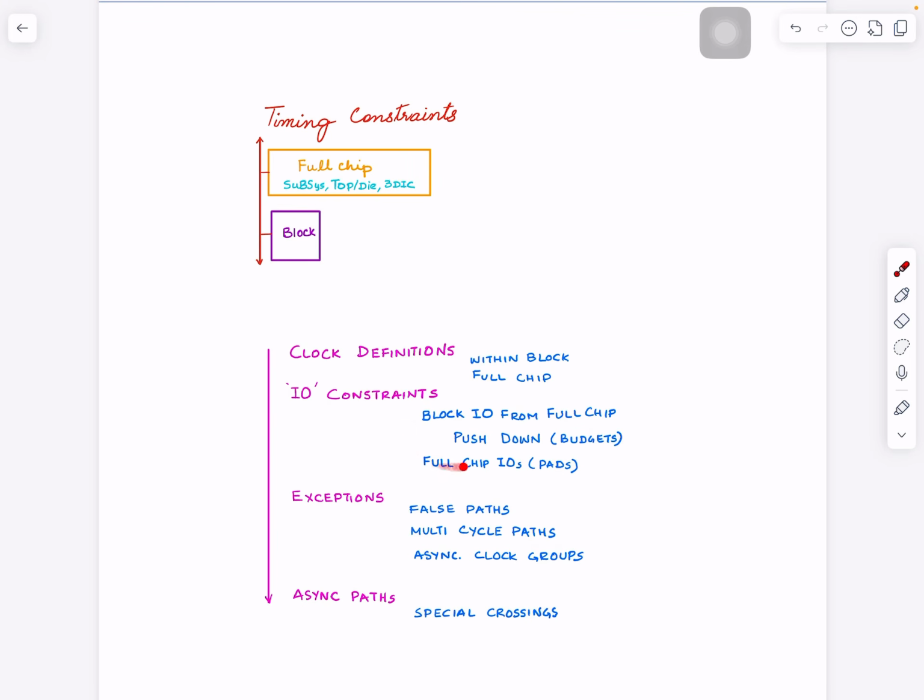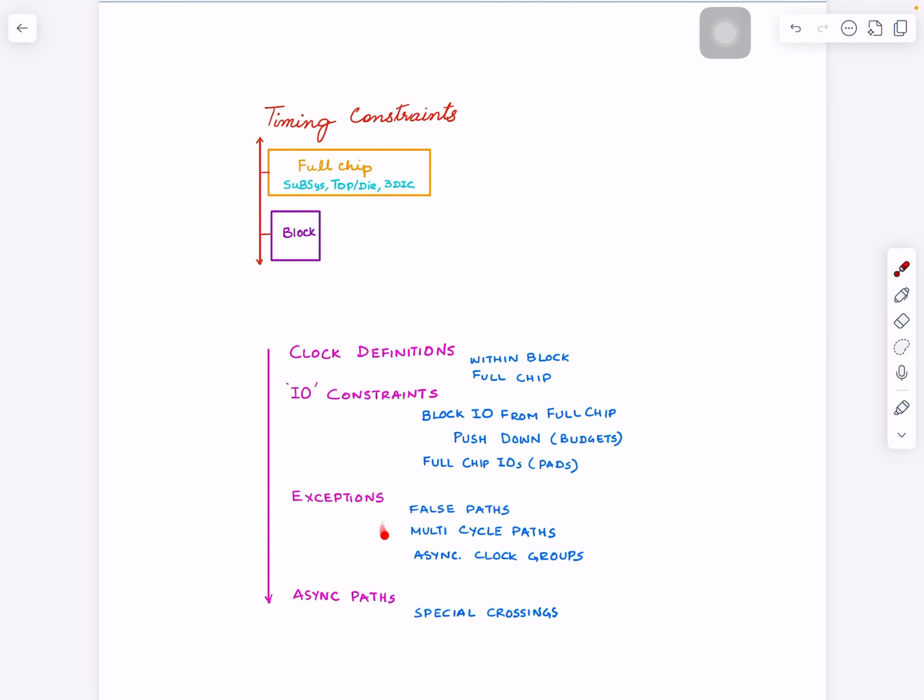Then at full chip, you also have pads. Those we call ACIOs, right? You need to constrain those because those signals are leaving the chip or coming from outside the chip. So you need to constrain those as well. So that's another part there.